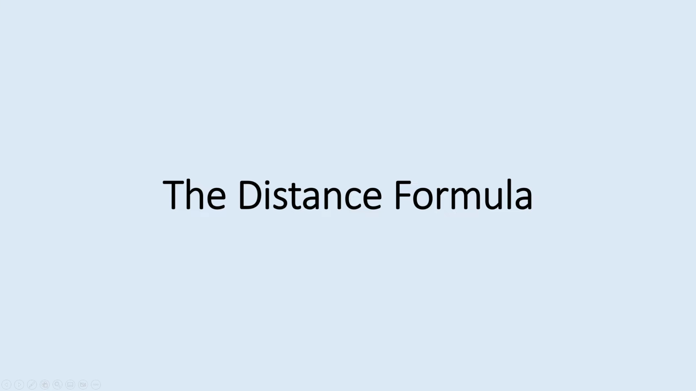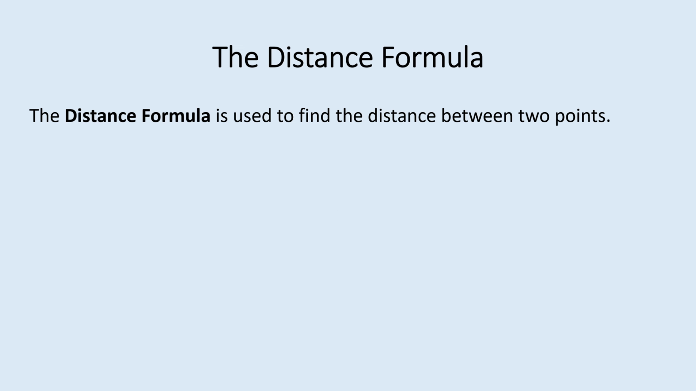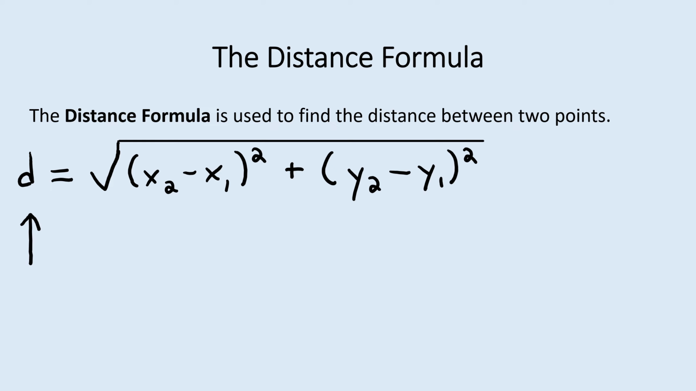Hello and welcome to a quick lesson on the distance formula. The distance formula is used to find the distance between 2 points, and it looks like this. D, for distance, equals the square root of (x2 minus x1) squared plus (y2 minus y1) squared.